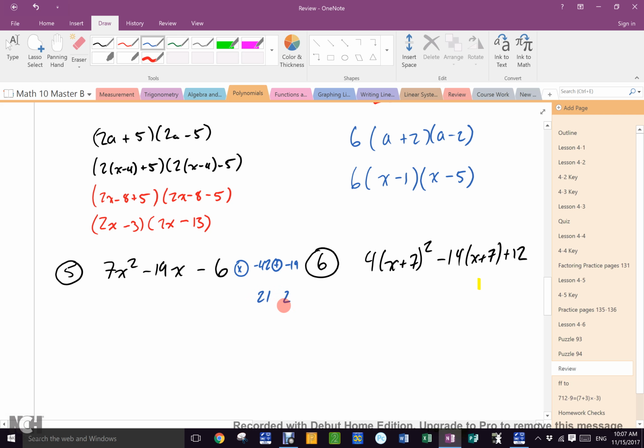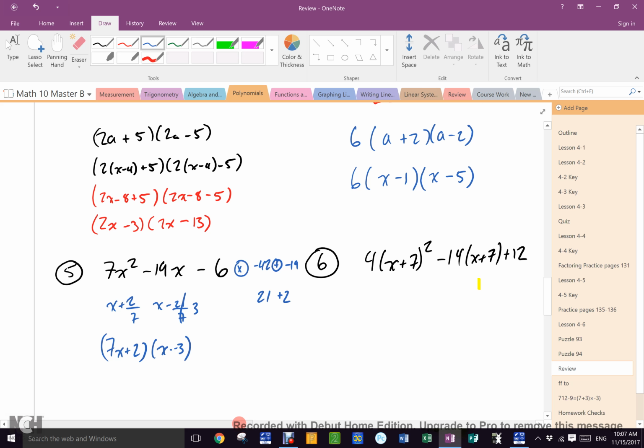Which one's positive? 2. So it's going to be x plus 2 over what? 7. And x minus 21 over what? 7. Simplify. Does that simplify? 7x plus 2. Does that simplify? 3x minus 3. Cool in the gang?